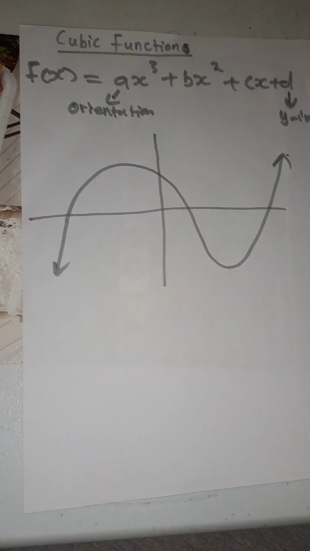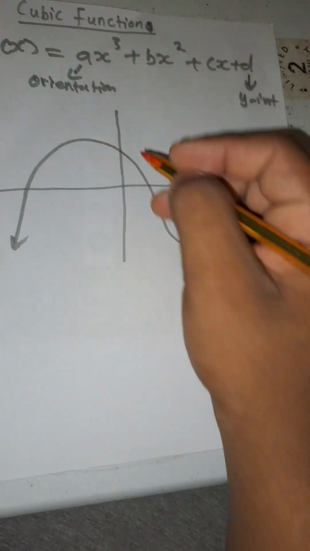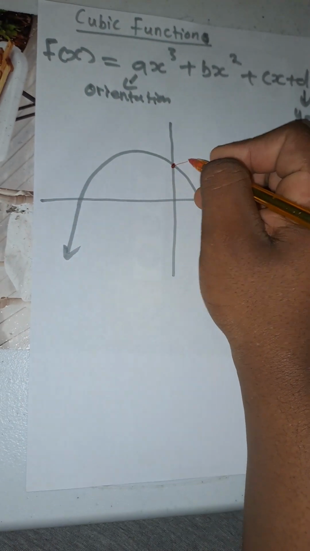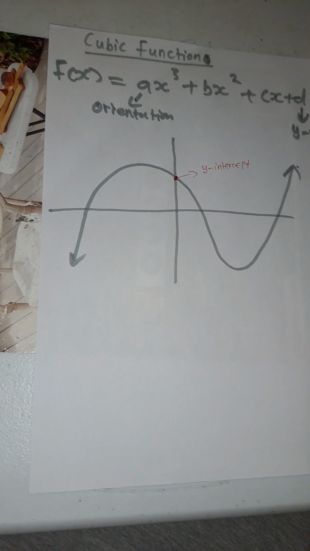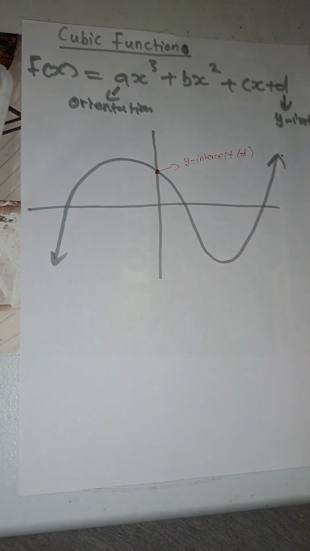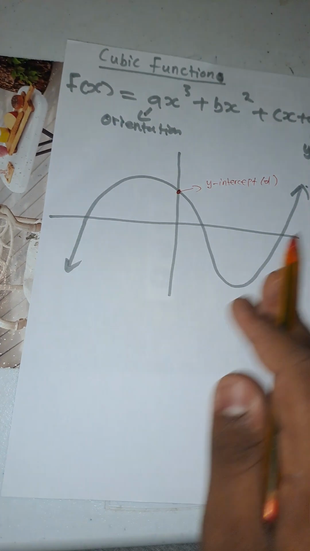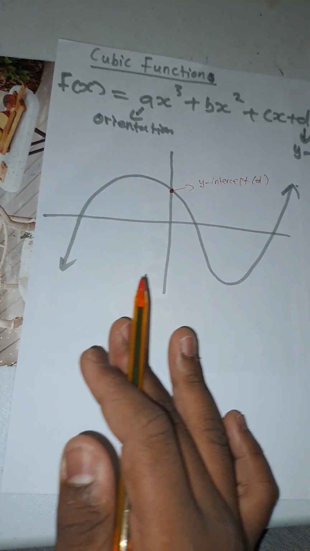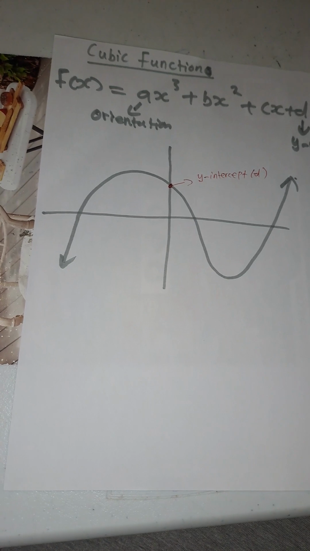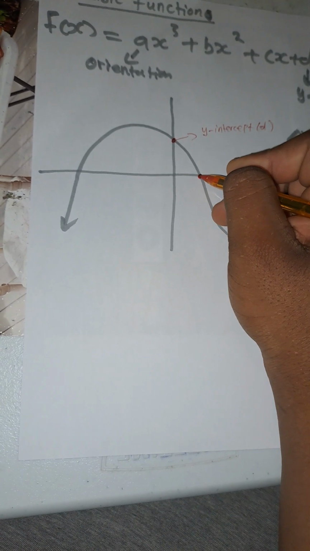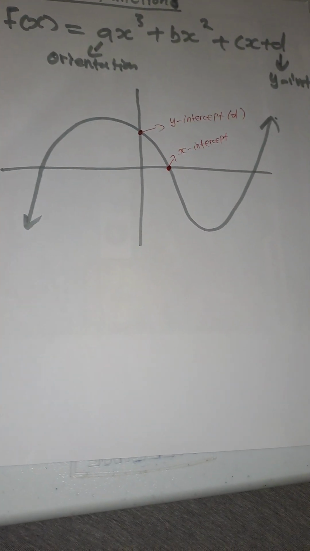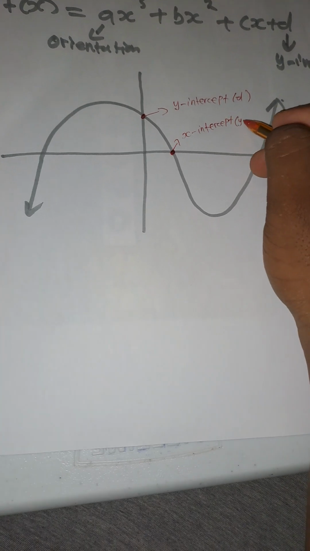So I'm going to start with the basics, from functions that you know. The first thing to learn at this point is the y-intercept, which is d. I just want to analyze this graph and show you everything that is happening. The second thing is the x-intercept, which is where y is equal to 0.